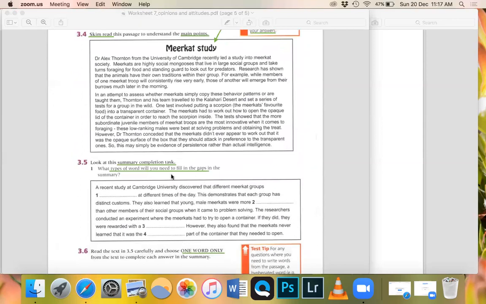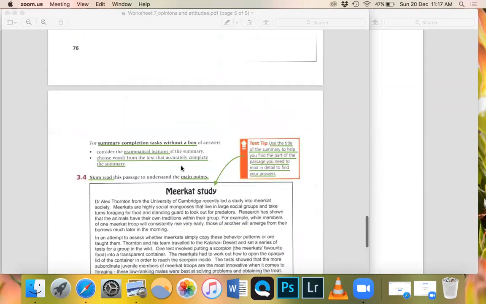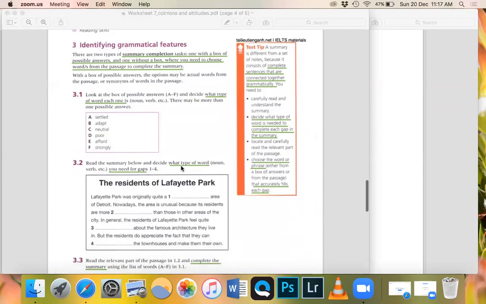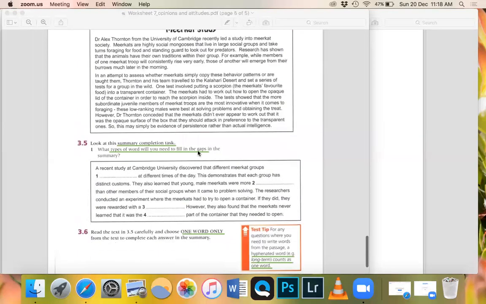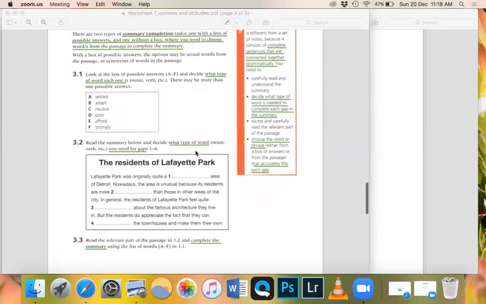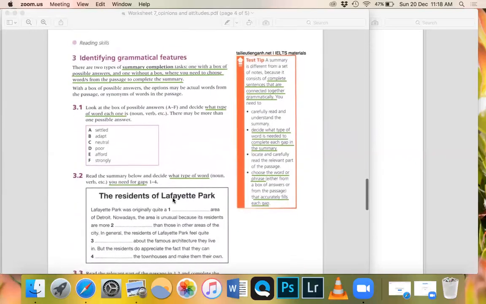So you have a summary and you need to read and fill in the missing words. So here you have a word count. So only one word for each gap. So summary completion we have done before in listening. It's very similar, but if you want to practice this, then you can do it for homework. So you can try the summary completion with a box and the summary completion without a box. Okay, so you need to read the passage and complete the summary. So that you're going to have to do for homework because we've run out of time.